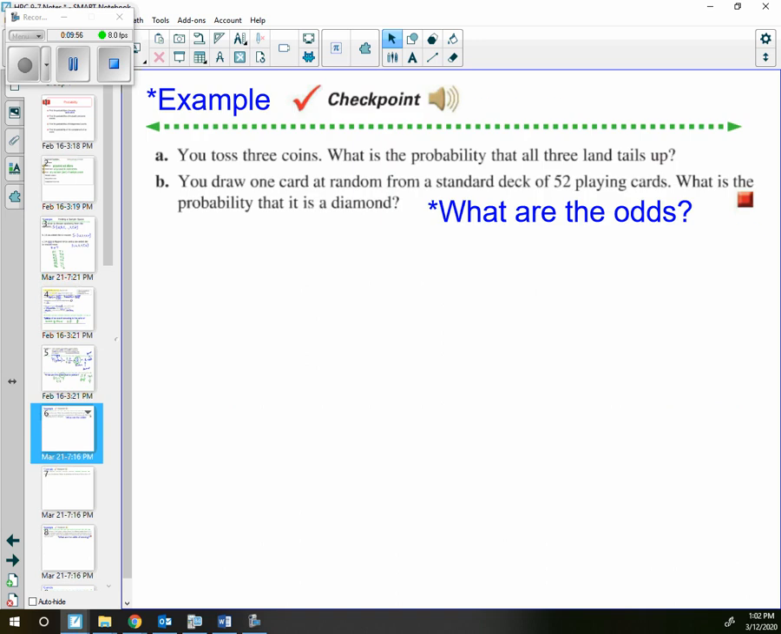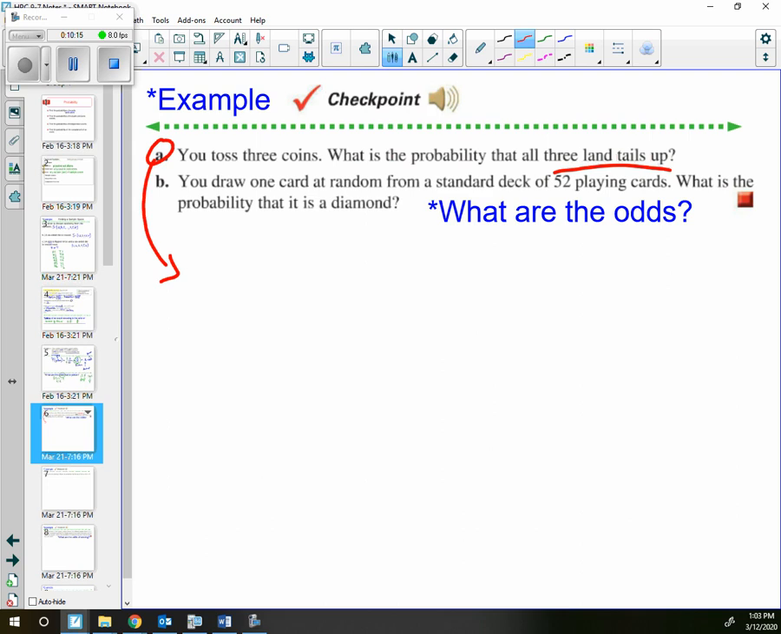This is a checkpoint too, so there's a different video you can watch as well. All right, so you're going to toss 3 coins. What's the probability all 3 land tails up? All right, so let's take a look at the first one. What's the probability? Think about this when you flip a coin. What's the probability that you get tails?